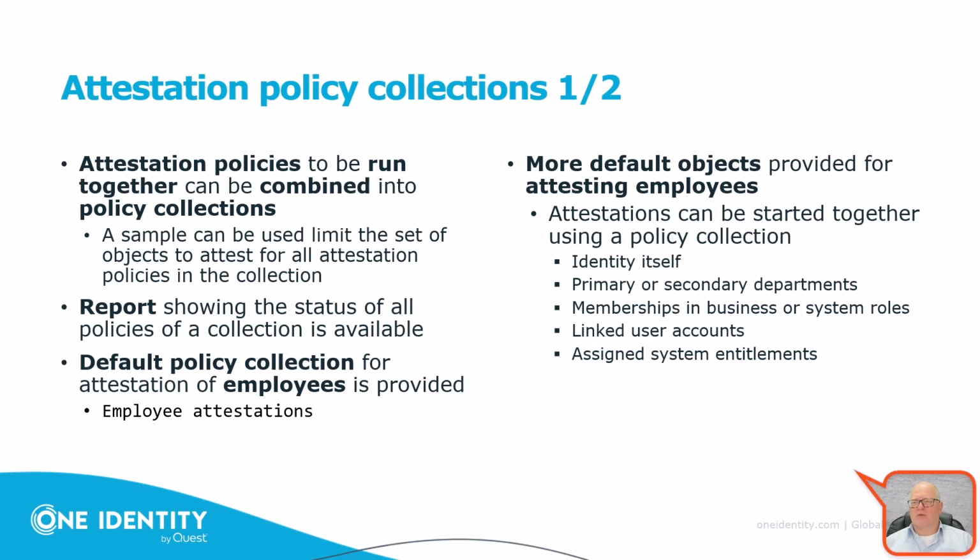For example, yes, of course, you can attest the identity itself. Primary and secondary department memberships could be attested. Memberships of system roles and business roles, of course. You can attest linked user accounts and assigned system entitlements, of course. And that all should solve that very specific problem.